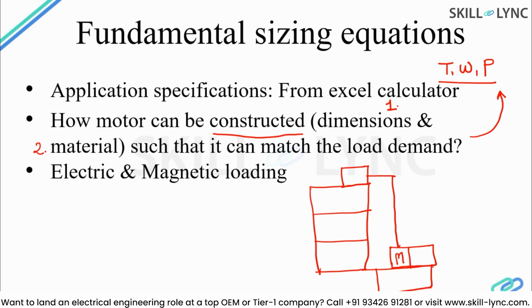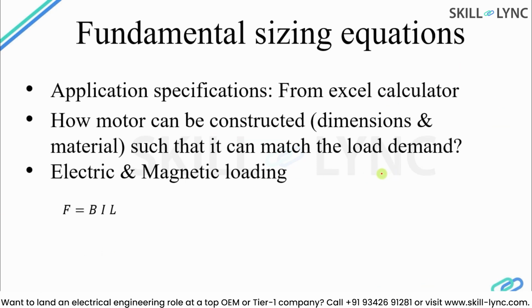So if you consider the electric and magnetic loading, that is the very first step of sizing of a motor. Now, as I explained in the previous slide, the force acting on a current carrying conductor placed in a magnetic field B, where the length of the conductor is L and the current is I, can be written as F equals BIL. Now, how do we actually get the torque from the force? It's not going to be only one conductor carrying a current that is enough for the motor. We will have a group of conductors.